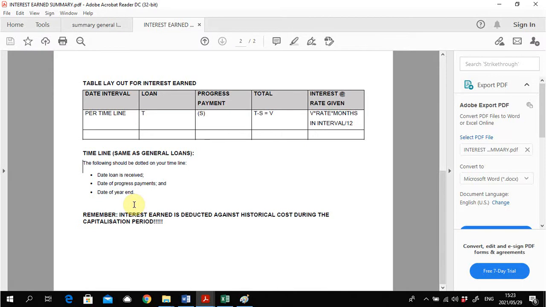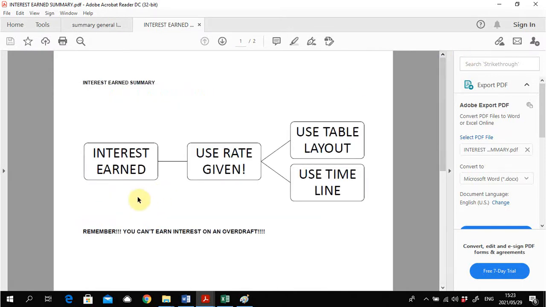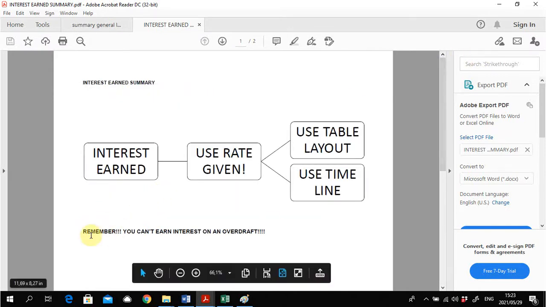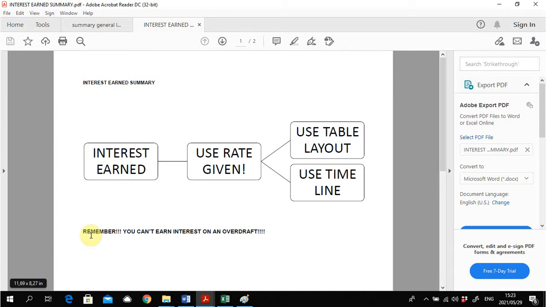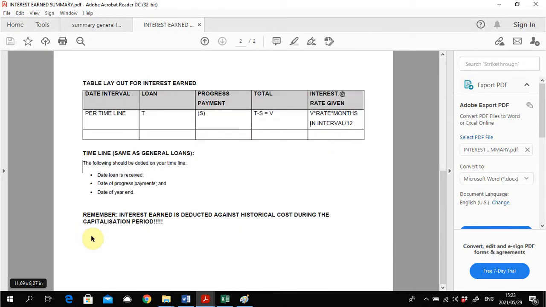I have made a note here to say, please remember that interest earned cannot be calculated on an overdraft, because an overdraft is a facility that allows you to withdraw more money out of the bank account than you have, but it's not a sum of money that you can withdraw and put into a savings account in order to earn interest. That would only be things like general loans that can be used for that.